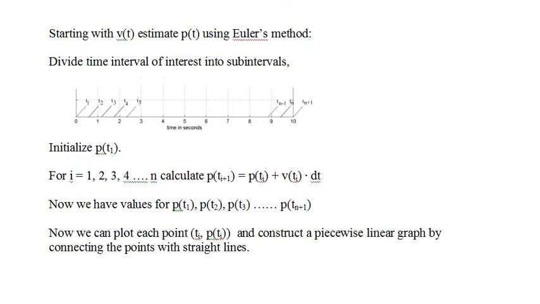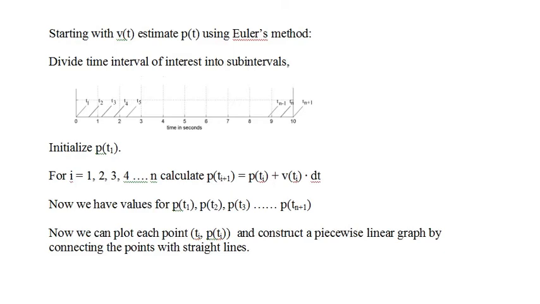Then we calculate values for p of ti for i equal 2, 3, 4, up to n minus 1, using the computational equation p of ti plus 1 equals p of ti plus v of ti times dt. That is, the position at the end of the ith subinterval equals the position at the start of the subinterval plus the distance traveled during the subinterval, which is given by v of ti times dt.